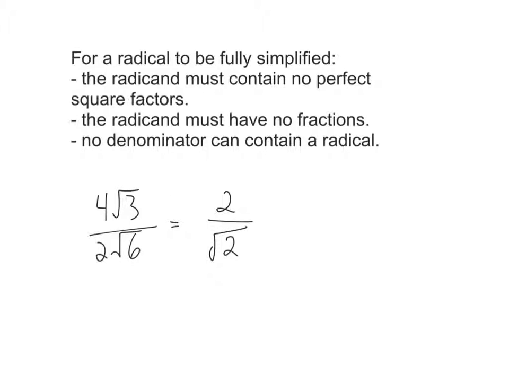Here's the problem. For a radical to be fully simplified, the radicand must contain no perfect square factors. You guys already know that, right? You can't have a perfect square factor in the radicand for it to be simplified. The radicand must have no fractions. You can't have a fraction inside the square root sign for it to be simplified. And no denominator can contain a radical. So that's the problem with this one that we just did, is that we have a radical in the denominator. And having a radical in the denominator means that it's not fully simplified.